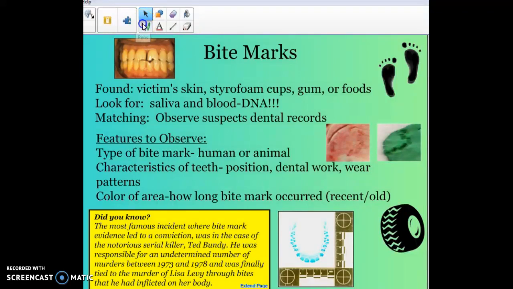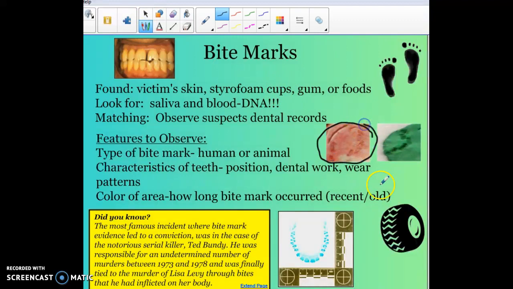Over here to the right of the screen, this was a bite mark that was on the victim, and you can see they did a mold of the suspect's bite mark, and you can see that it was a match. So you can see these two teeth here are off, then you've got a crooked one, and then they go down like this. So you can see that it was a match there.